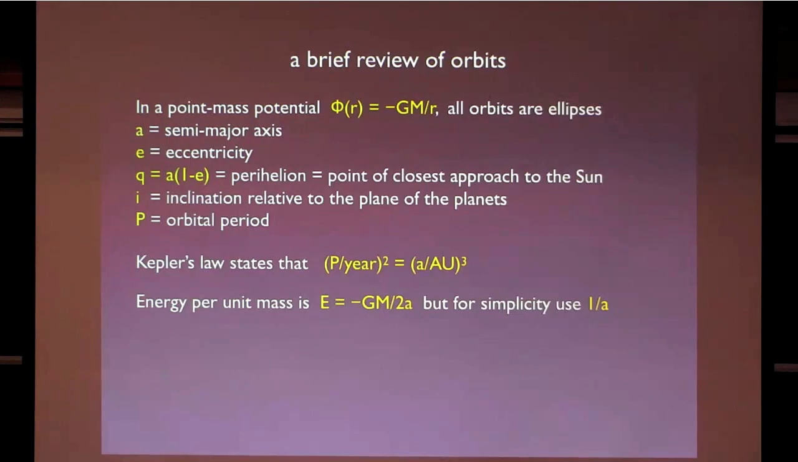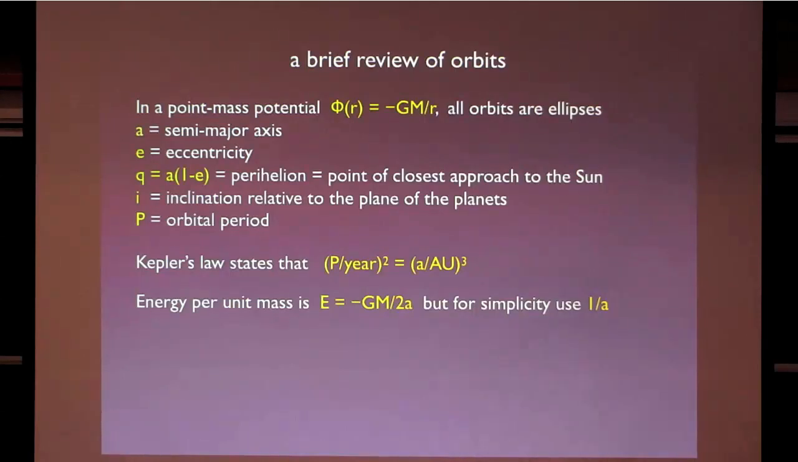To start, let me just remind you of what we'll need from Kepler mechanics. Of course, we're going to specify the orbits by the semi-major axis and by the eccentricity. The point of closest approach to the sun, or the perihelion, is just semi-major axis times 1 minus the eccentricity. The inclination of the orbit I'll always measure relative to the ecliptic, the plane of the planets. And Kepler's law then says that the orbital period in years squared is the cube of the semi-major axis in astronomical units. So if the semi-major axis is 10 to the fourth astronomical units, the period is 10 to the 6 years.